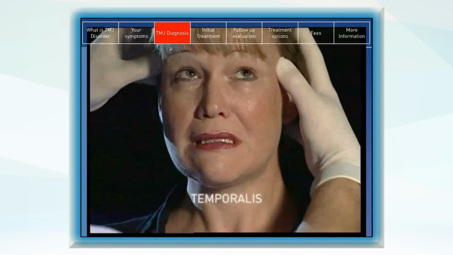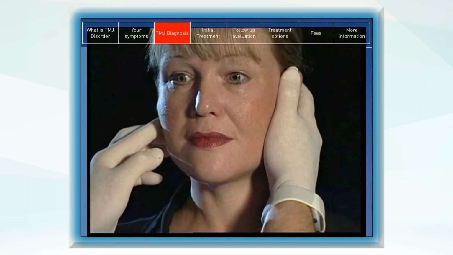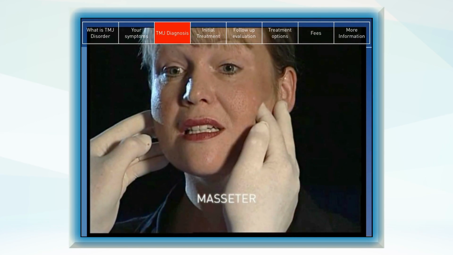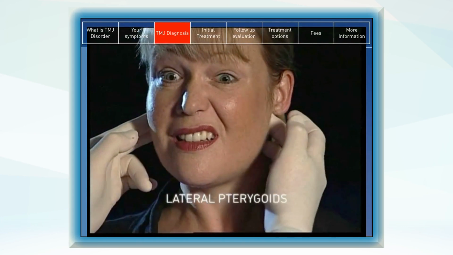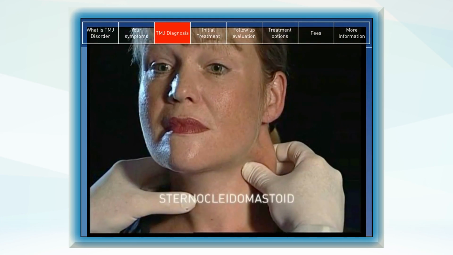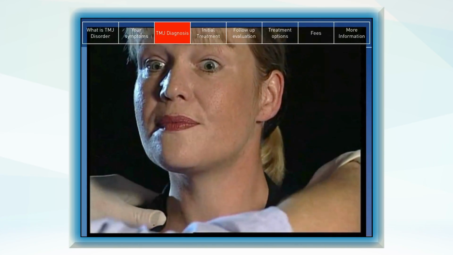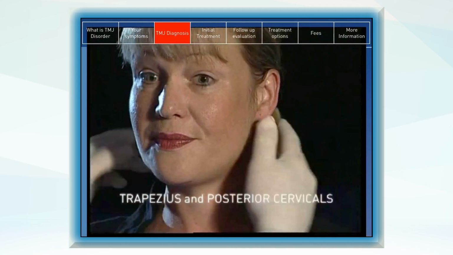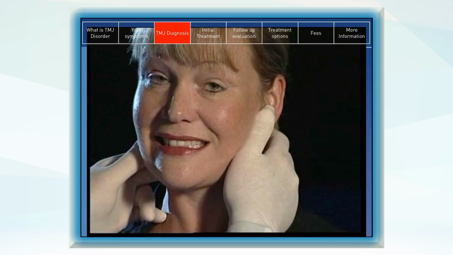Again, temporalis, masseter, and you'll find that the tenderness usually on both sides. Lateral pterygoid we palpate externally. Sternocleidomastoid, you can see the patient is in quite a bit of pain. Onto the trapezius and posterior cervicals. Write all this down. You need to analyse which side is more tender, left or right.